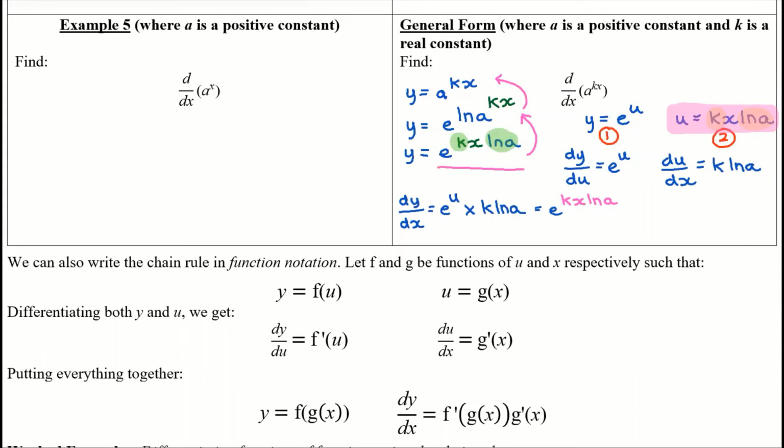So I can just write all this as a to the kx multiplied by k log a. So it's slightly different, isn't it? So that's the derivative. Just to make it really clear now, the derivative of a to the kx is this. So these are general results that we can now use.